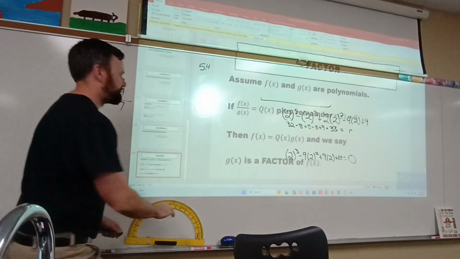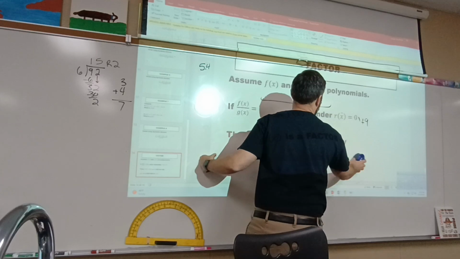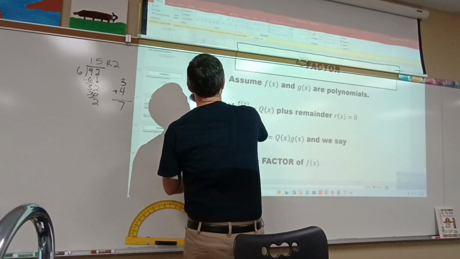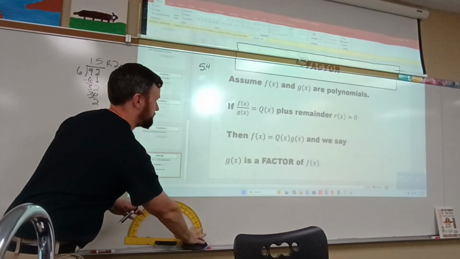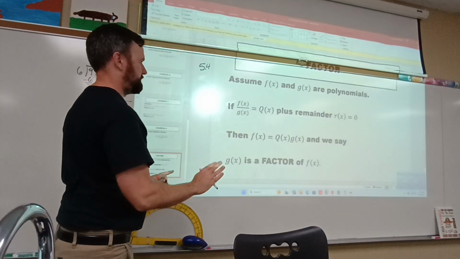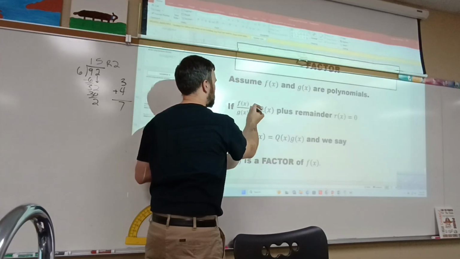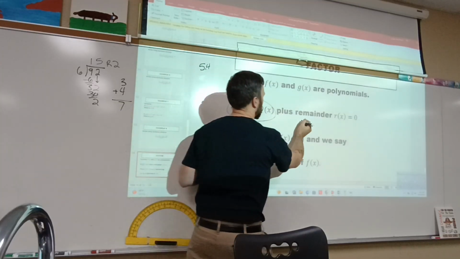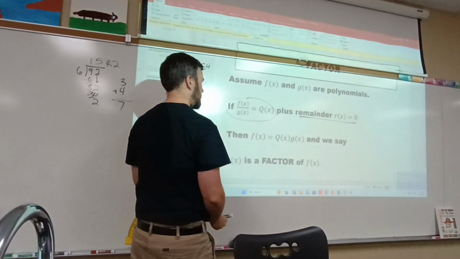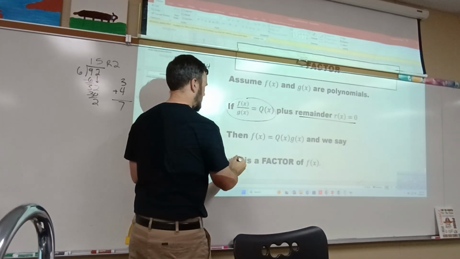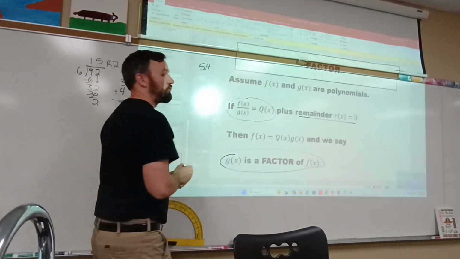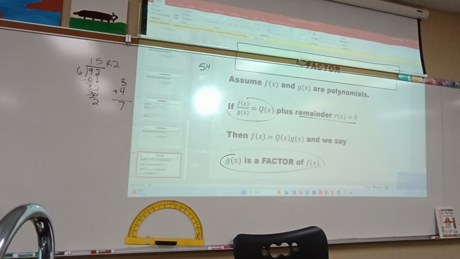Here, we'll say this. If I divide it out and I get a remainder of 0, then whatever I divided by is a factor of it. Okay? With that also being said, could I test before I divide something out?